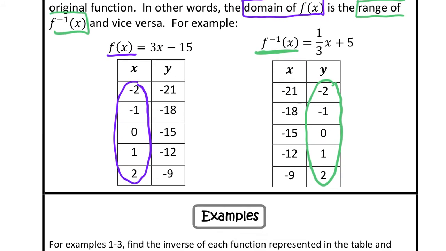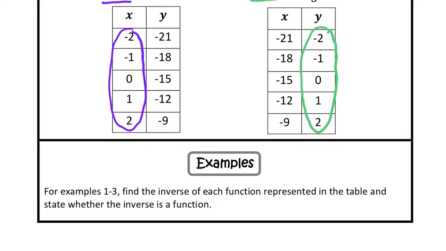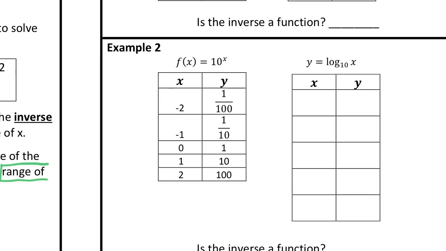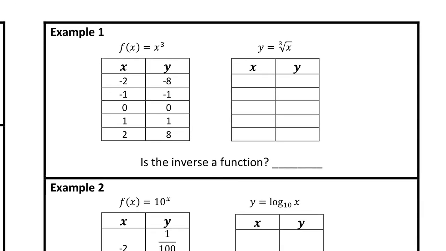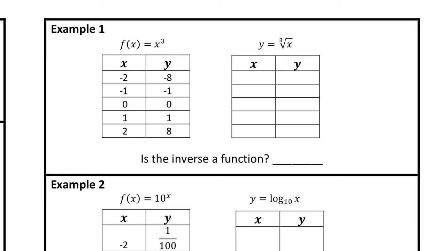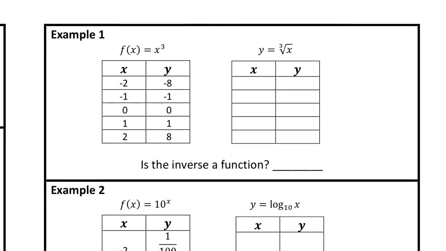So let's look at the instructions for the examples. For examples 1 through 3, we're going to find the inverse of each function represented in the table and state whether the inverse is a function. So we're going to do two things: find the inverse and state whether the inverse is a function. Let me slide over to example 1. So you have example 1 here.